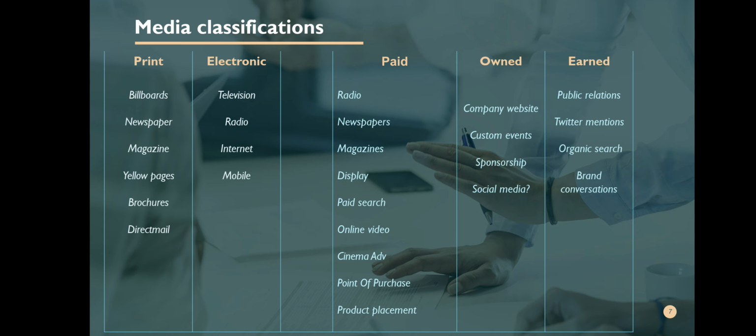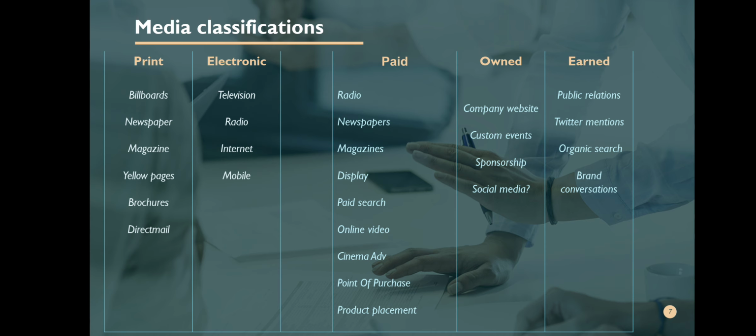Now, previously, the two main classifications of media were print and electronic. Print basically had to do with anything that was printed, and then electronic had to do with anything that was electronic. So, television, radio, internet, mobile. And then for print, you had the billboards, newspapers, magazines. Now, it was pretty straightforward. As time went on, it was realized that the two classifications did not adequately describe the available media platforms.